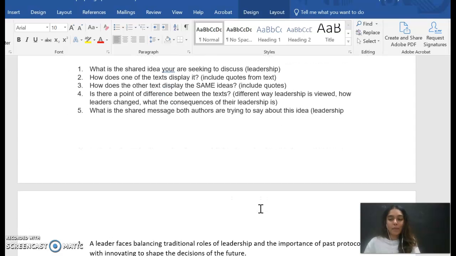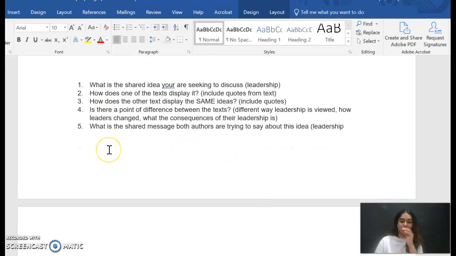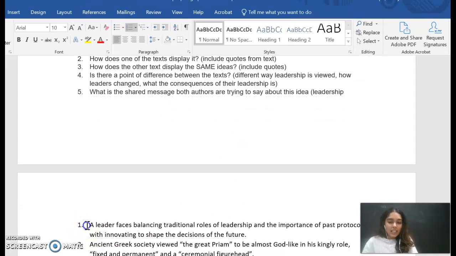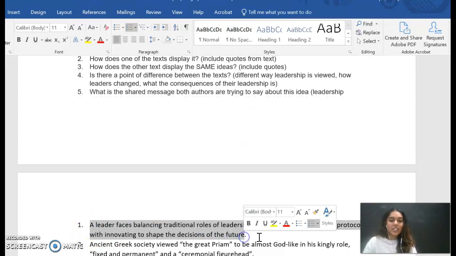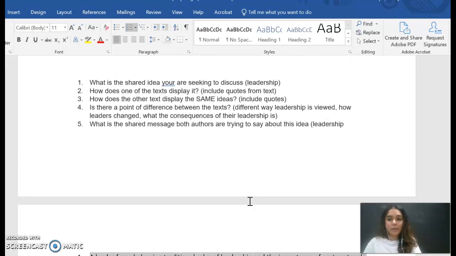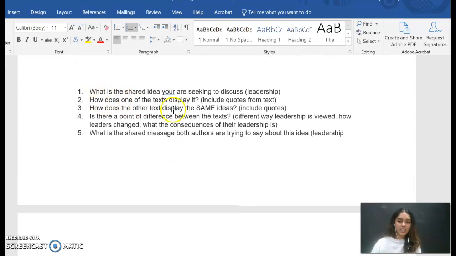Okay, so I'm going to show you the paragraph that I've come up with. The first dot point is my shared idea. I have written this sentence: A leader faces balancing traditional roles of leadership and the importance of past protocols with innovating to shape the decisions of the future. That is my shared idea. Done. Next bit is how does one of the text display it?